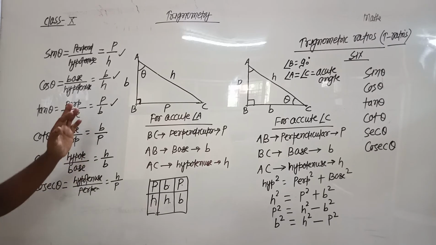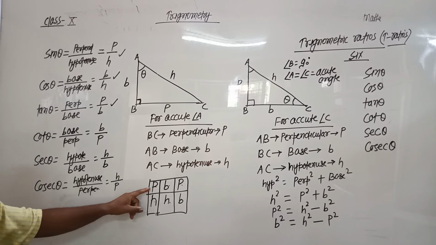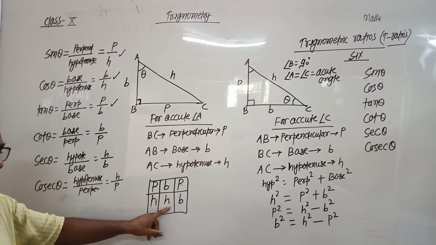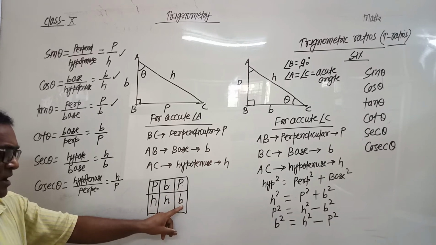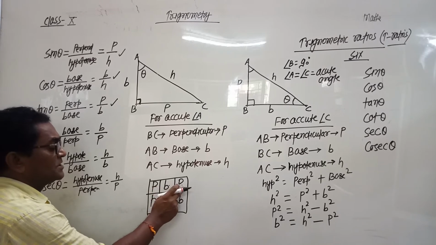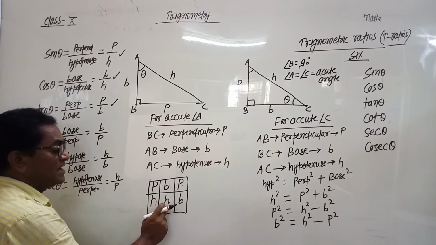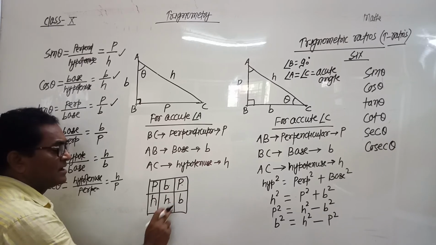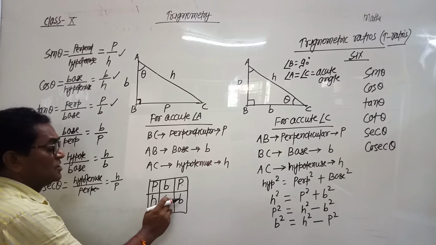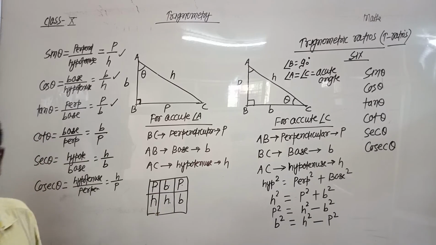So you have to keep in mind only these three formulas: sin theta, P by H; cos theta, base upon hypotenuse, B by H; tan theta, perpendicular upon base. And in this sequence you have to learn Pandit Badri Prasad Har Har Bhole: P by H sin, B by H cos, P by B tan, then its reciprocals, B by P cot, H by B sec, and H by P cosec theta.